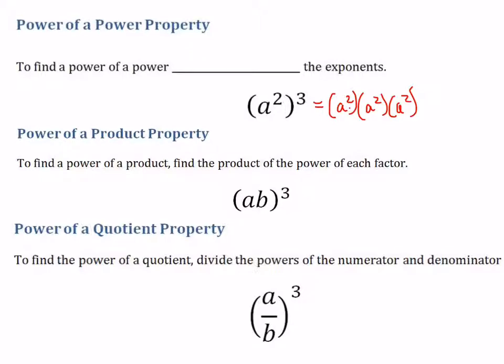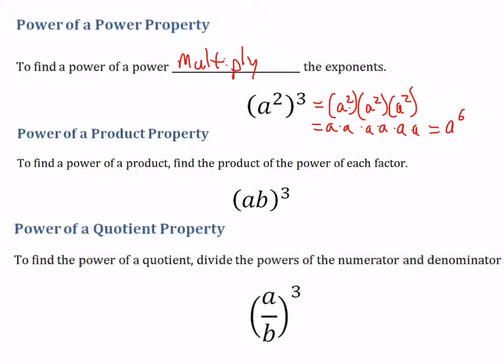Well, this just means a times a times a times a times a times a, which we have a to the 6th. What happened to the exponents there? Well, here we had 3 groups of 2, and that's 6. So did they add? No, they multiplied. So 3 groups of 2 were multiplying the exponents. So to find a power to power, we're going to multiply the exponents, and that will give us our new expression.